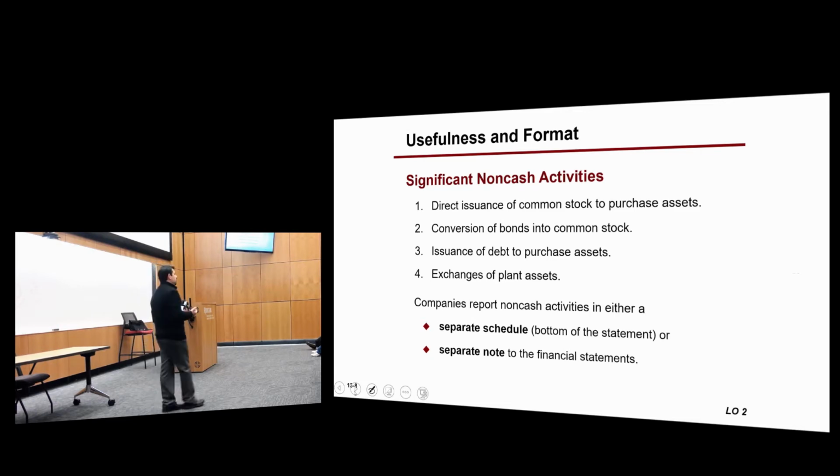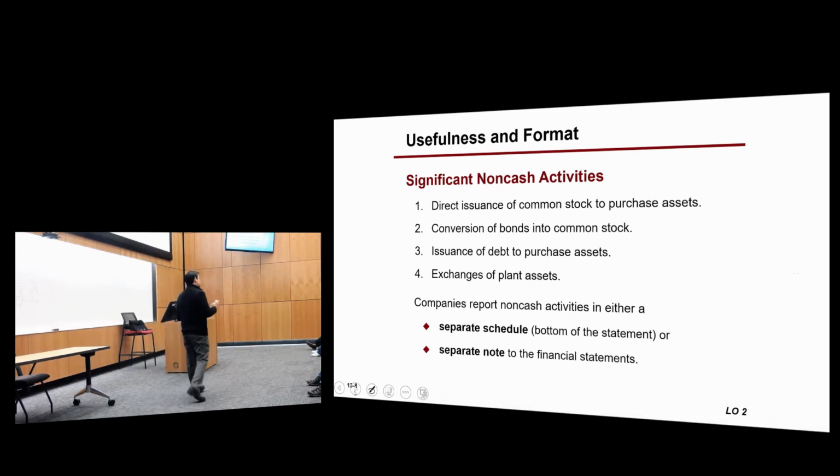Okay, so in this case, for example, let's say that the company purchased a land, but rather than paying in cash, they issued stocks to purchase that land or issued bonds to purchase that land. Even if the company did not pay cash, it makes sense to include it. However, the company does not include it in one of those three sections because this is a non-cash transaction.